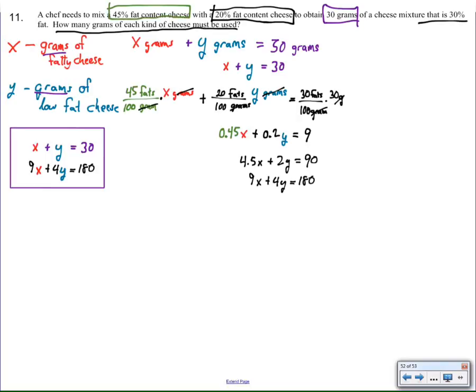Again, we worked on the cheese problem earlier. We ended up with the system in the purple box. Grams of cheese plus grams of cheese should add up to 30 grams total. And this one started off with percentages. 45% of the cheese is fat grams, 20% of the other cheese is fat grams, which should give us 30% of a 30-gram mixture of fat, in other words, 9 grams of fat. So once again, we should see in dimensional analysis, grams, grams, grams.